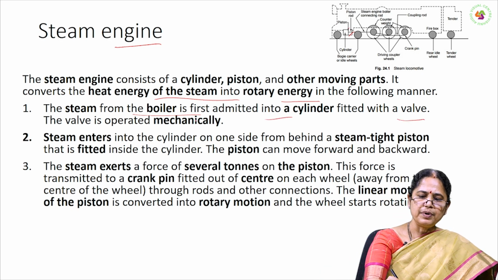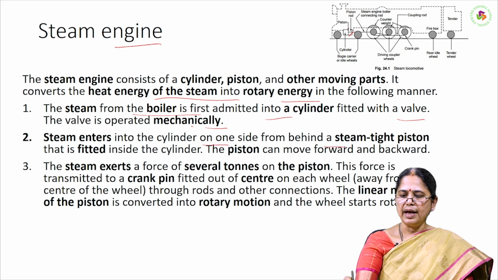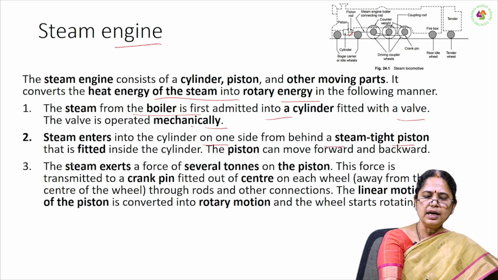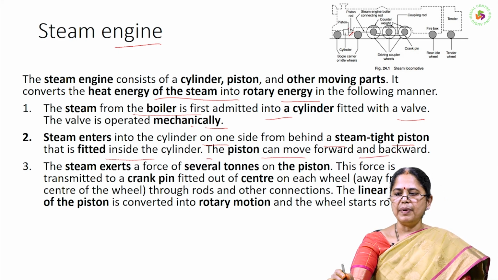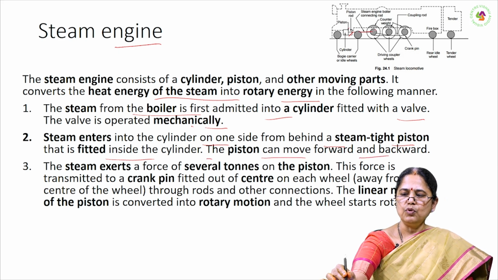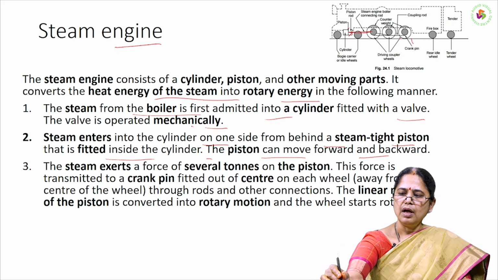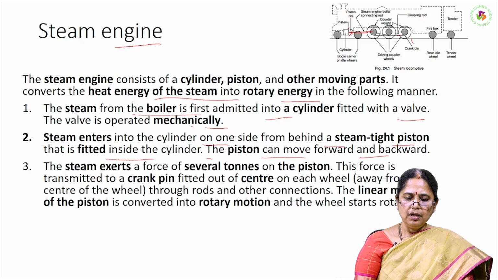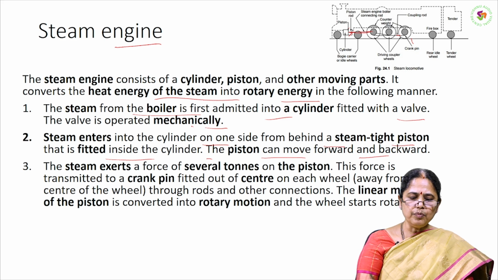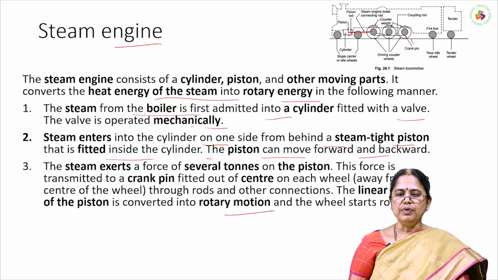This valve can be operated manually. The steam enters into the cylinder on one side from behind a steam-tight piston that is fitted inside the cylinder. The piston can move forward and backward. That will cause the movement of the crank pin and this particular coupling rod. This will cause the movement of the train, and here the linear motion of the piston is converted into the rotary motion and the wheel parts are going to be rotating.